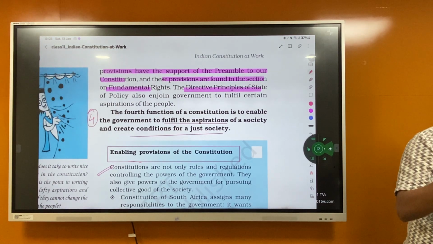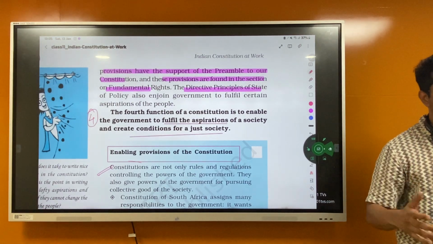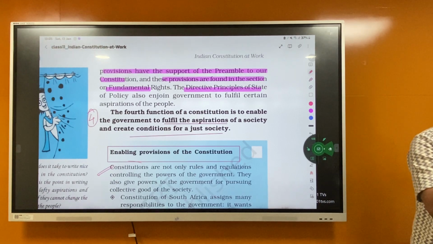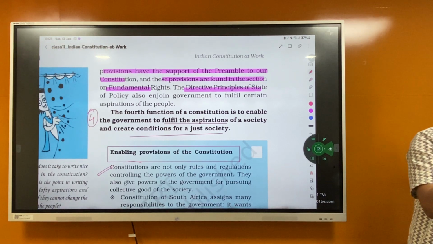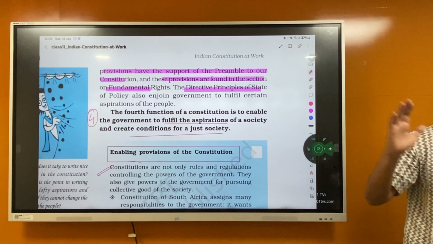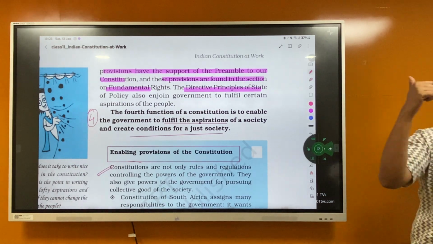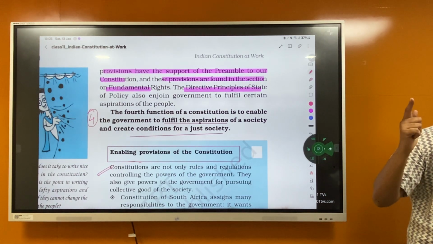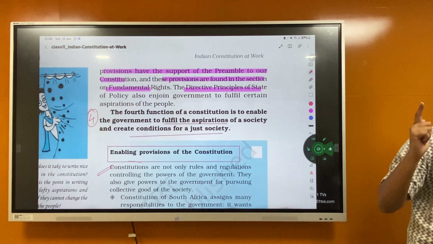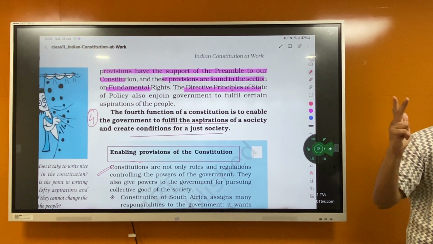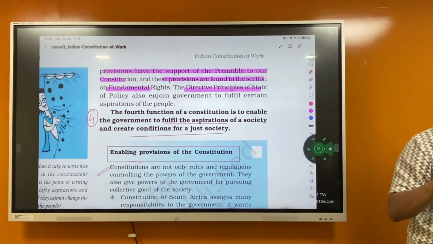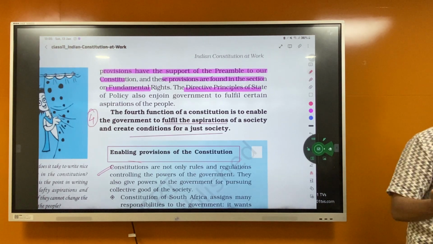But DPSP, you need to understand that it is for the society as a whole. And fundamental right is for an individual. Fundamental duties is also for the citizen. So 4 things I'm talking about right now. Preamble we have read. Fundamental rights, you have some information. Fundamental duty you have read already. And this is DPSP. When you read it, you'll have more clarity.